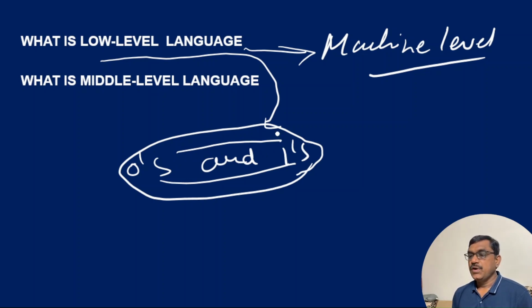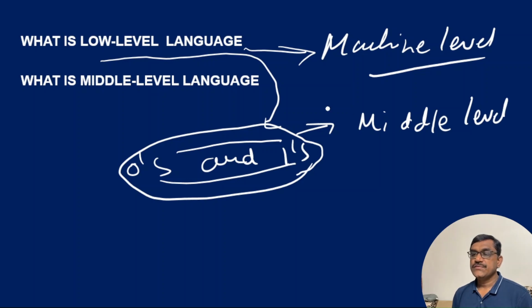So what we need is an alternate language which has more abstraction compared to the low-level language. That is what we call the middle-level language. What is the difference between low-level and middle-level? In the low-level language, everything we should write in the form of zeros and ones.